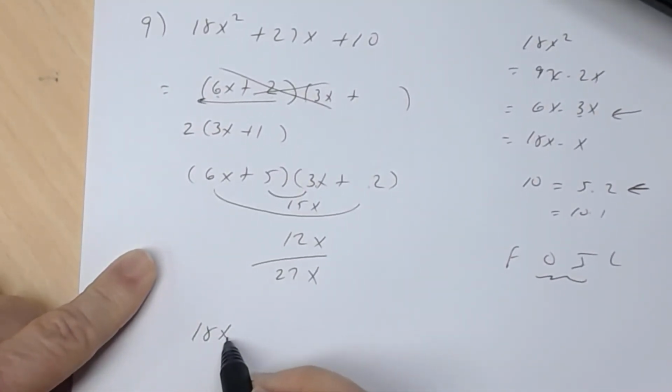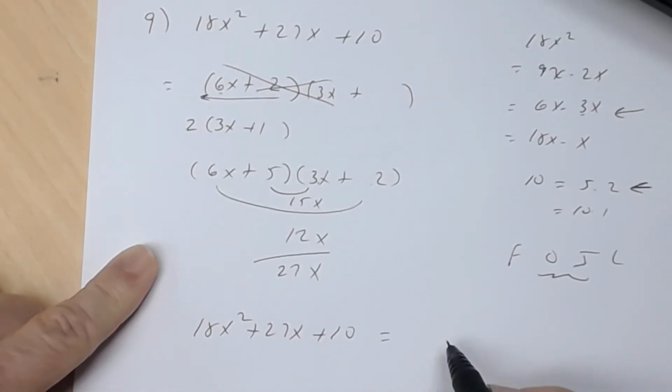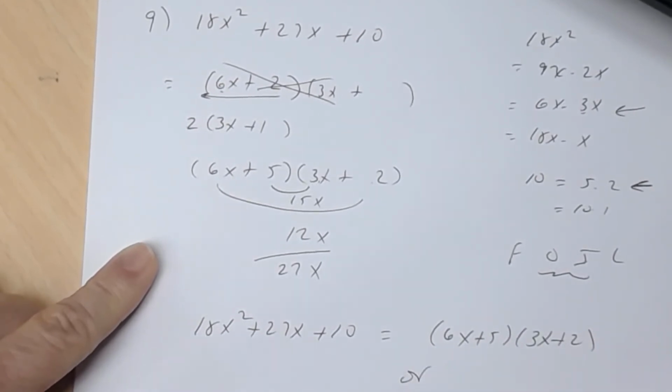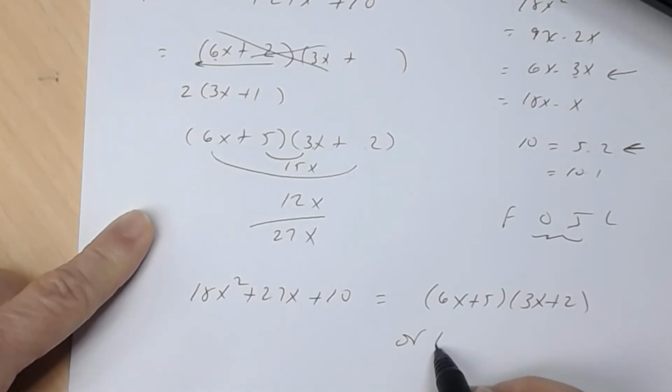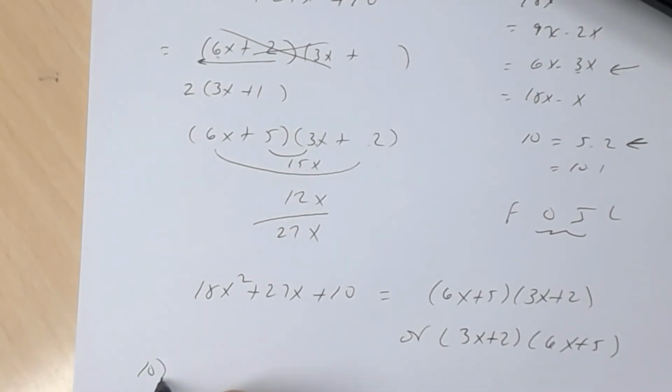So 18x squared plus 27x plus 10 is going to equal 6x plus 5 times 3x plus 2. And again, the order in which you have these does not matter. So you could have said 3x plus 2 times 6x plus 5. All right, and finally, number 10, we're going to do one more.